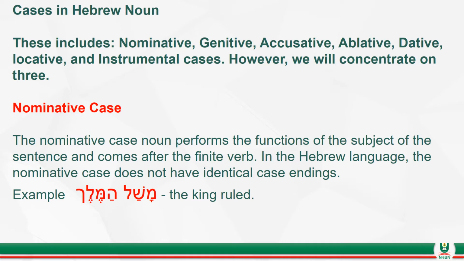Now, let's begin with the nominative case. The nominative case performs the function of the subject. So anytime nominative is mentioned, as far as noun is concerned, think of the subject of the sentence, and it comes after the finite verb. In the Hebrew language, the nominative case does not have identical case endings, but in Greek, there are identical case endings, not the same with the Hebrew. For instance, Mashal ha-melech, the king ruled.